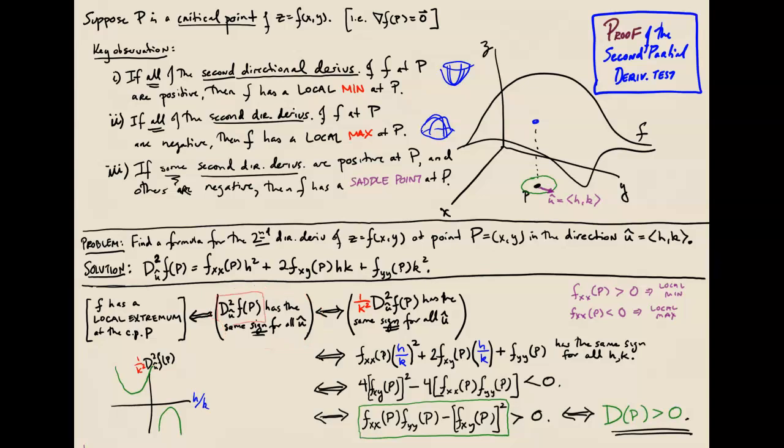And if second directional derivatives have different signs, sometimes positive, sometimes negative, well, that would give us not a local extremum, that would give us a saddle point. And that was the last piece of the second partial derivative test. That tells us why if D of p is negative, we end up with a saddle point. And now you understand why, I hope, the crazy-looking second partial derivative test actually works.